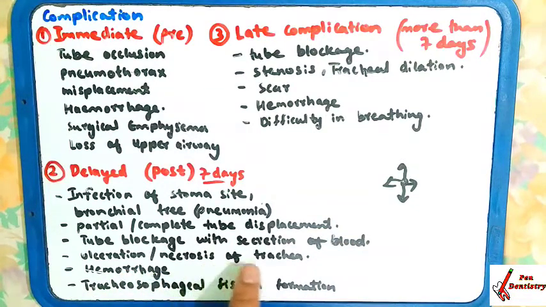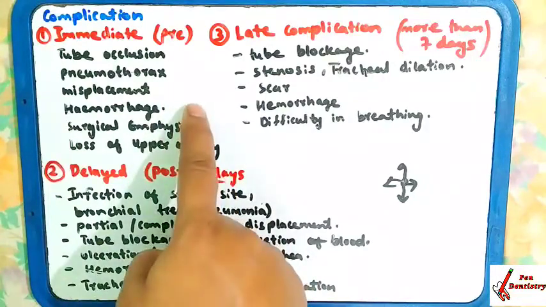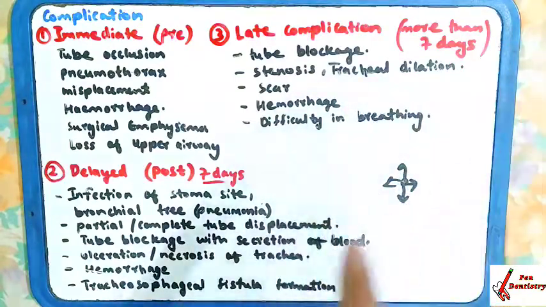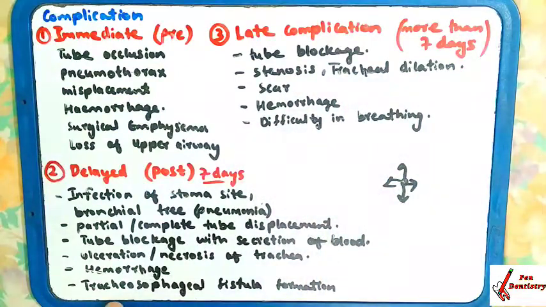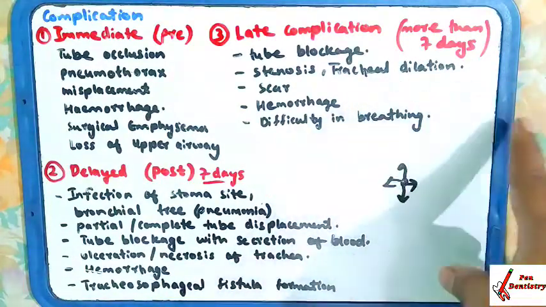Ulceration or necrosis of the trachea. There might be a chance of necrosis or ulceration in the trachea. Hemorrhage again: in immediate, also in delayed, and in late complications. Hemorrhage is common here. Tracheopharyngeal fistula formation. There will be a fistula formation in the tracheopharyngeal region. Late complications are those after more than 7 days.